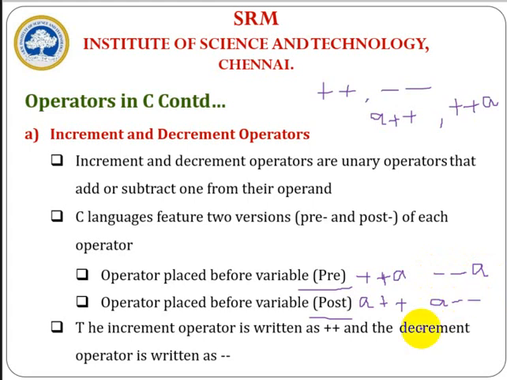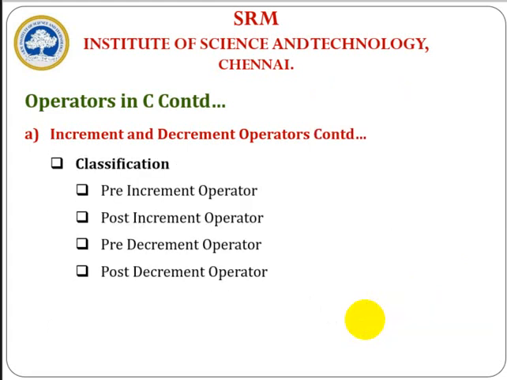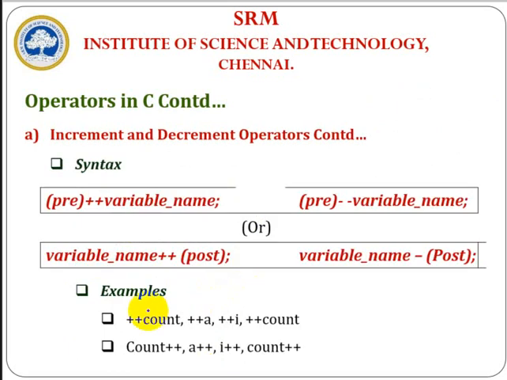So if the operator precedes the operand, then we can say it is pre. The vice versa is the post. So the differences are there in order to perform your operations. We have a pre-incrementation operator, post-incrementation operator, pre-decrement as well as the post-decrement. So here some examples are given. Basically the syntax is ++ followed by the variable, -- followed by the variable, and similarly the variable followed by the post operator. So here the examples are given.